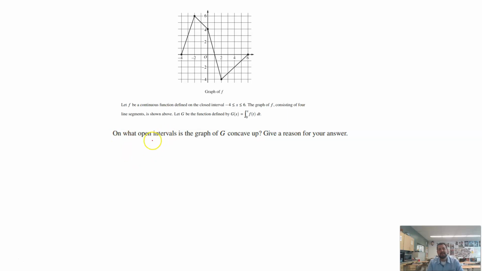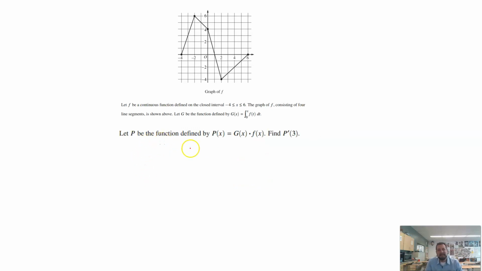So the first question says, on what open intervals is the graph of g concave up? Well, if I have a graph of the derivative, that is anywhere that the derivative function is increasing. So from -4 to -2 and then from 2 to 6, those are the two places where g would be concave up, and that is just because f is increasing on those intervals. So that one was pretty easy, not too bad.